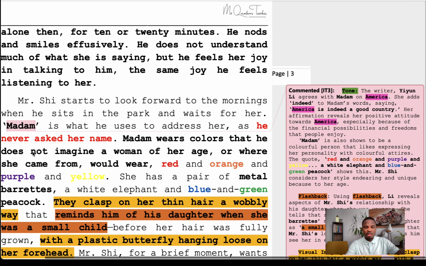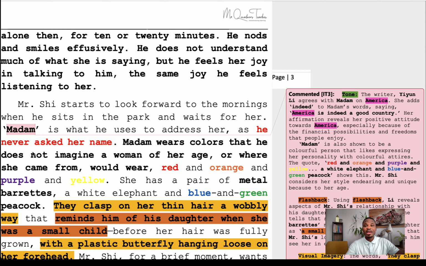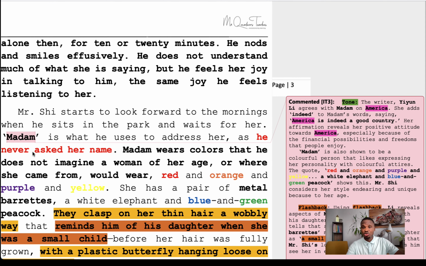Now, the next thing that we see is that a description of Madam is given to the reader. So Mr. Chi starts to look forward to the mornings when he sits in the park and waits for Madam.